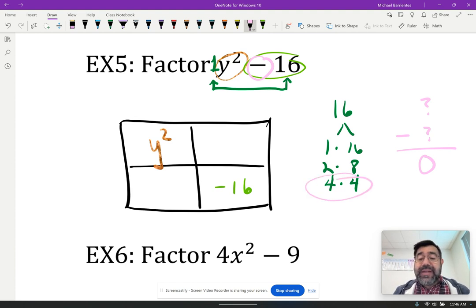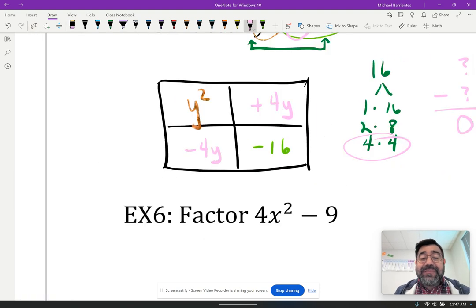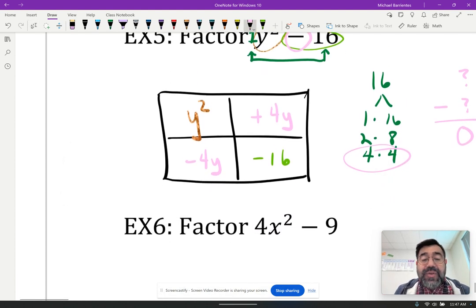Well, the only pair that I could subtract to give me 0 are 4 and 4. That means one of these squares has to be plus 4y, and the other one has to be minus 4y. Why? Because when you put these 2 together, plus 4y and minus 4y, they're going to cancel each other out. They're going to disappear, which is what happened. There's no middle term. And I'm using y because this was my variable y. When I do example 6, I'm going to use x because that is my variable x.